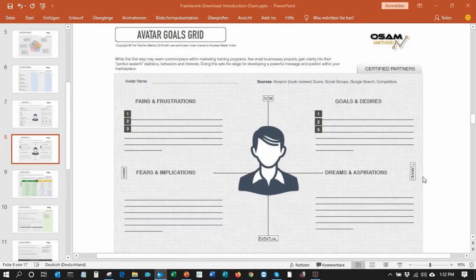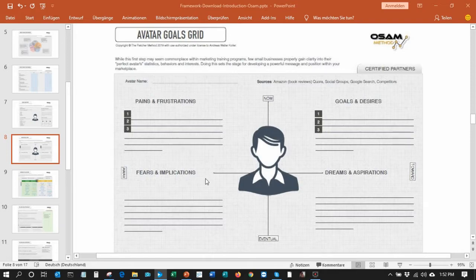Now in online marketing we have learned that this is actually not what is really interesting for your prospect customer, for your avatar. What is really interesting for him is, are you able, by giving him your product, to better achieve his goals and desires and dreams and aspirations? Are you able to take away his pains and frustrations? Are you able to take away his fears?